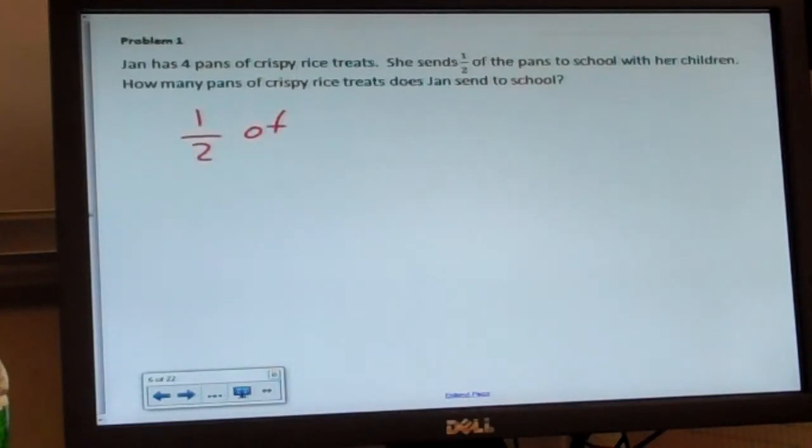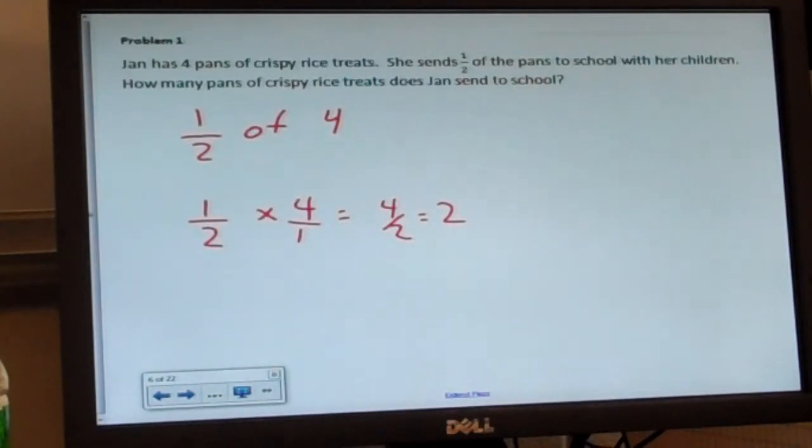1/2 of 4, Allison just said. Allison, what does the word "of" tell us to do? Multiply. 1/2 times 4, or 4 over 1, is equal to 4/2, or 2. Right, so that one was pretty straightforward.